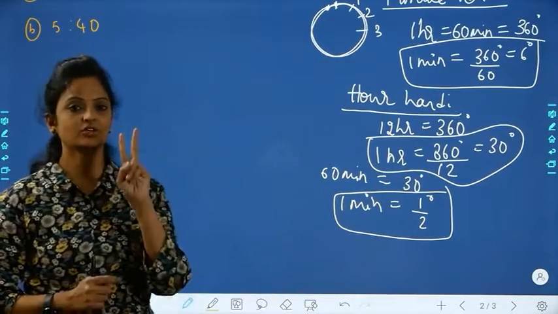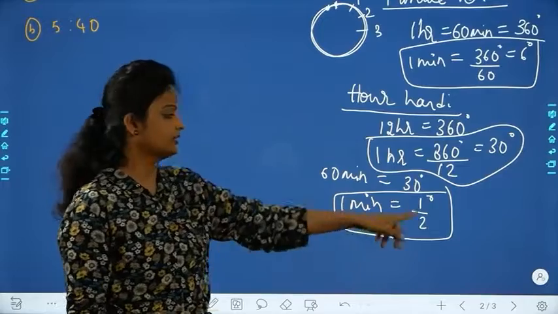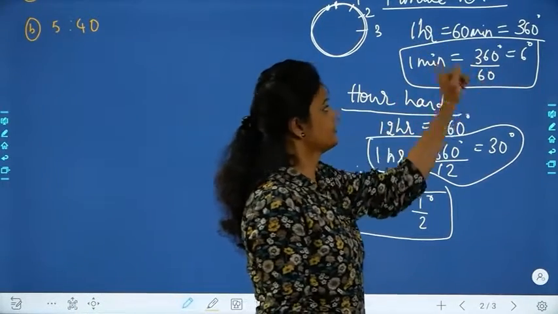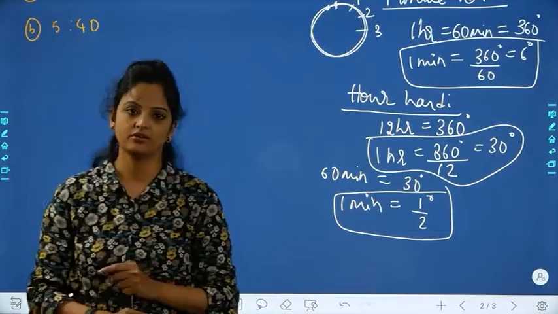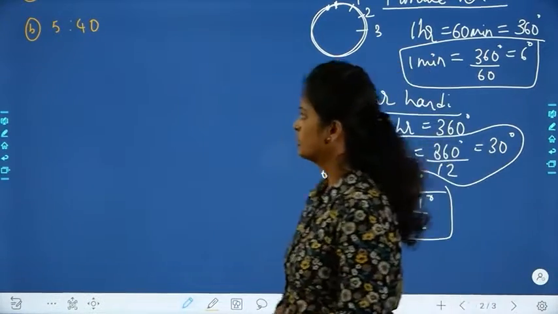The hour hand is giving you two things. One is that for 1 hour, 30 degrees will be there, and for 1 minute, half a degree will be there. The minute hand is giving you one thing, that is for 1 minute, 6 degrees will be there. Okay. Now I will tell you the simple way to calculate the angle problems.